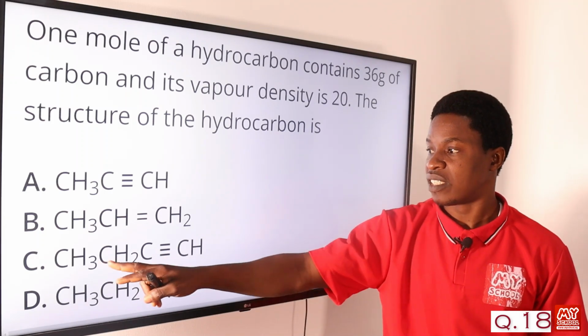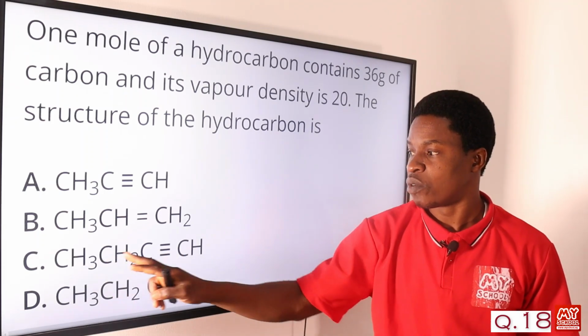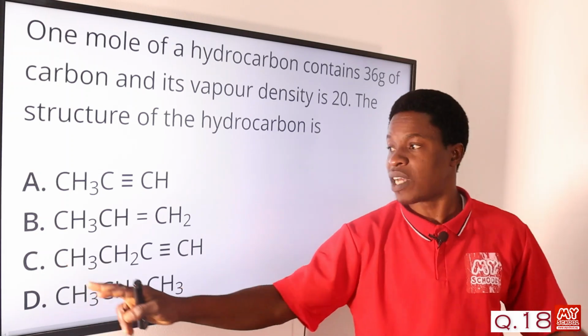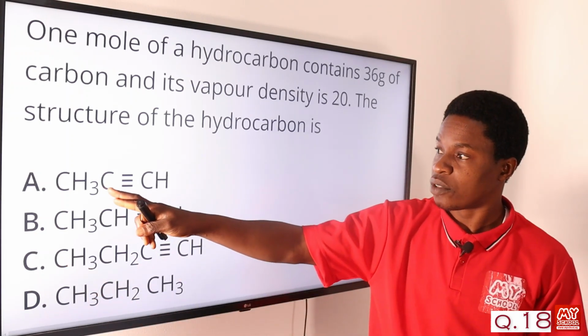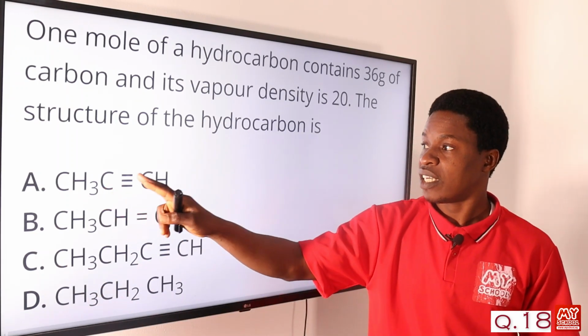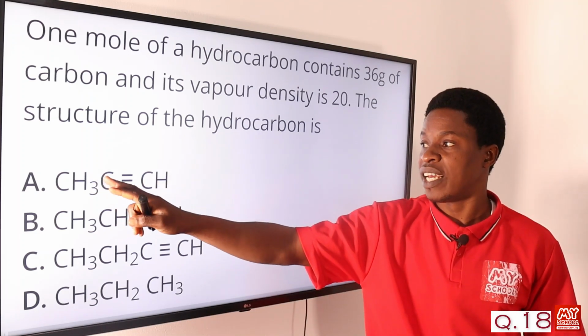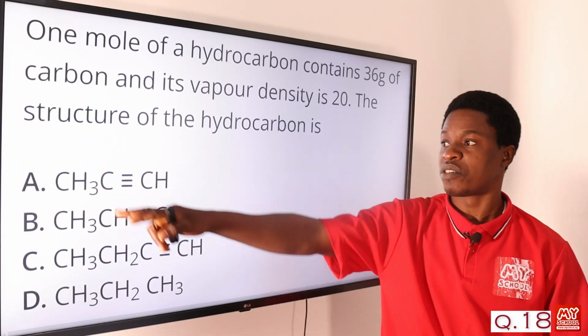It's not a single bond, so this is eliminated. We have CH3, CH3. This one is giving us 1, 2, 3, 4 carbon atoms, and we should have 3 carbon atoms. So it is option A, CH3, C, CH. Yes, there's a single bond here, or we draw it together, it's the same thing. So the correct answer is option A.